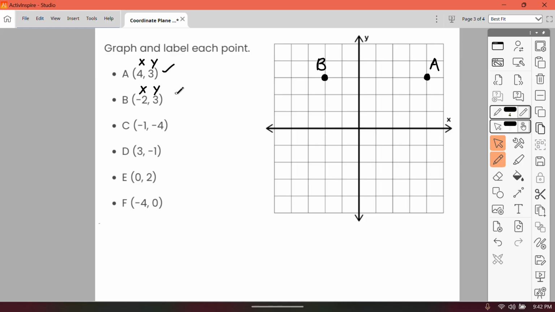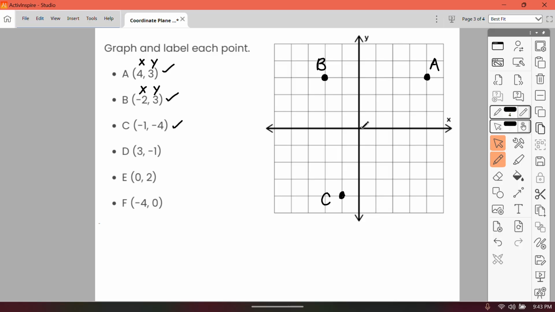So A is done, B is done. I'm going to keep going down the list. If you run into a point that you don't understand or you're not sure where I got it from, ask your teacher, leave us a comment, something, and we'll help you out, okay? All right, C says -1, -4. So I'm going to go left 1, down 4. That's where point C is going to live.